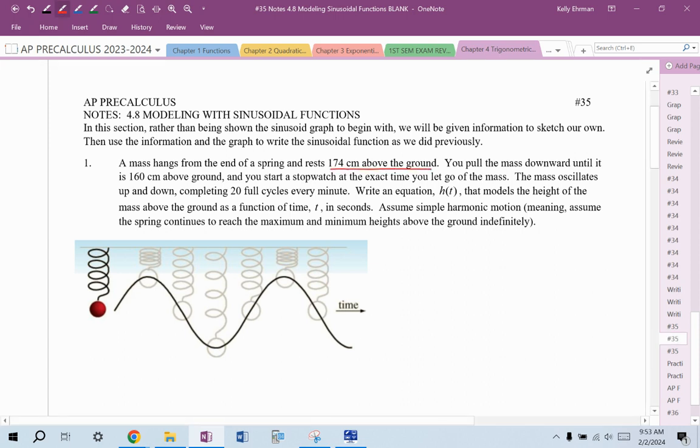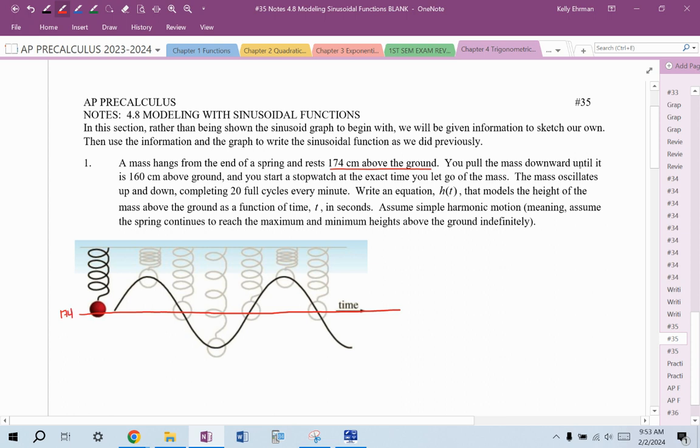So that's at rest. Here's the mass at rest with the spring, right? It's not being scrunched up, it's not being stretched down. So let's give ourselves that midline. Okay, so midline is at 174. I'm just going to make a note of that.